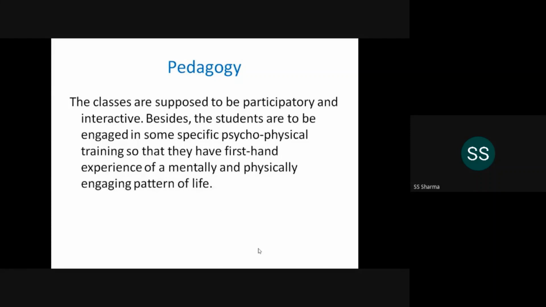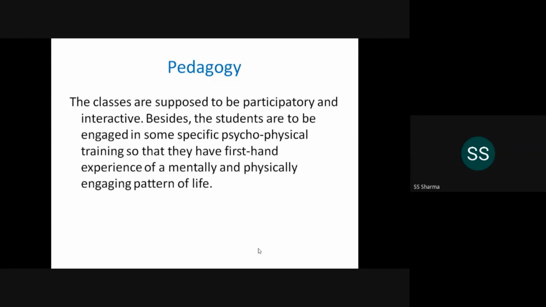But no matter what, we have to engage in a lot of discussion, because this course is not something which can be just illustrated or just taught. Rather, you need to participate in it. So you have to be very participating as well as very interactive in this course. Besides, the students are also engaged in some specific psychophysical training, or some kind of mentally and physically engaging pattern of life. So you will see that it's not only the mind, but it's also the body which is important for us, and we need to transform it properly. So those are certain basic things which we will be discussing in this course.